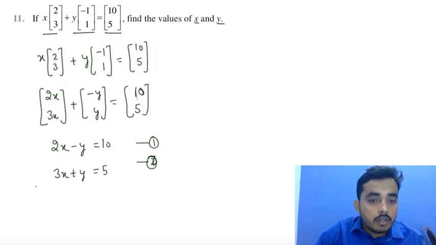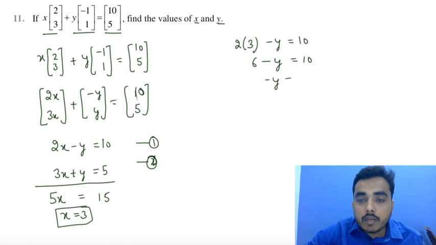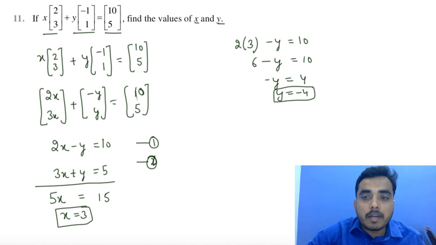Equation 2. Now, if I add both these equations, so 5x equals to 15, x equals 3. Now, let's put the value of x in equation number 1. So, this is 2 times 3 minus y equals to 10. So, 6 minus y equals to 10. Y kitna ho jayega yahan pe, minus y equals to 4. So, y becomes minus 4. Ab humara answer aaya, x is 3 and y is minus 4.